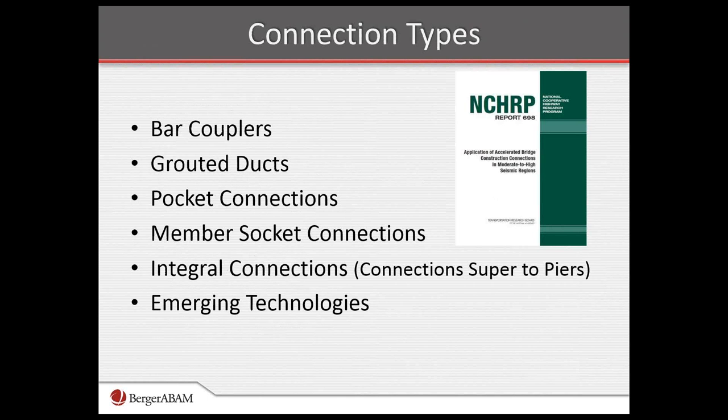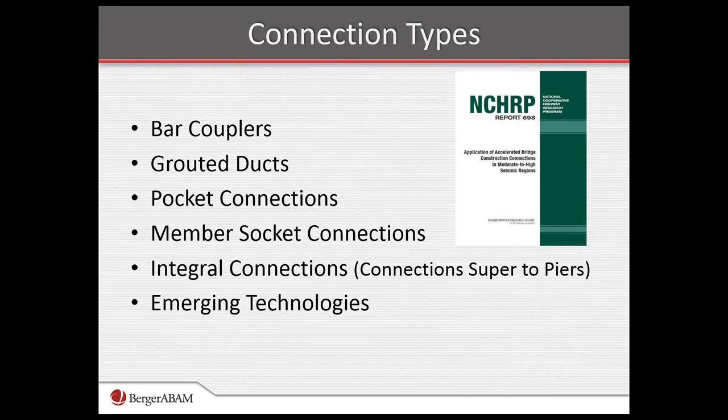So let's move now to the connection types and look at some applications and details of the different types of connections as we've categorized them here. And the categorization is taken from an NCHRP report, which was a synthesis on accelerated bridge construction connections in moderate to high seismic regions. This is report 698. We gave you a reference to this in the May webinar, and I'll give you a reference URL at the end of the presentation, but I'm not going to repeat all the references here today.